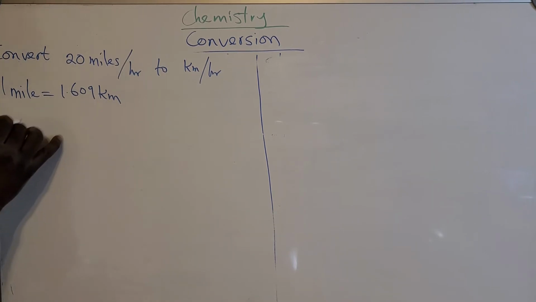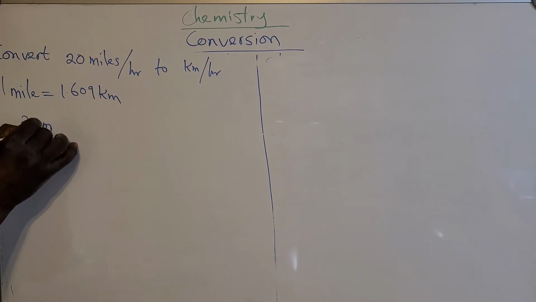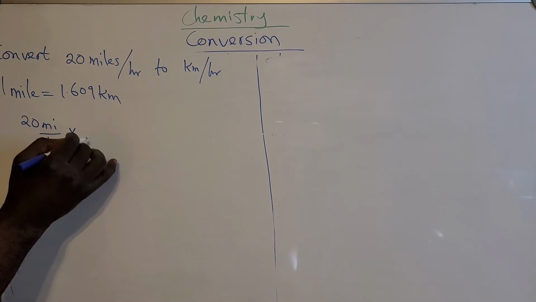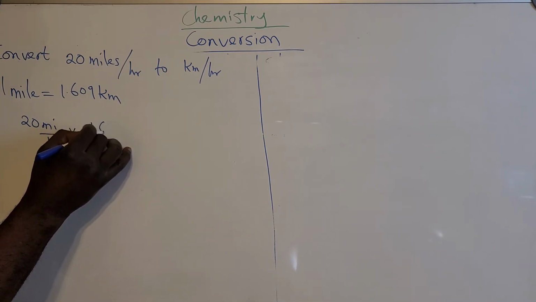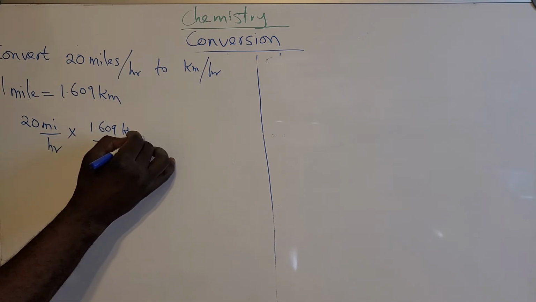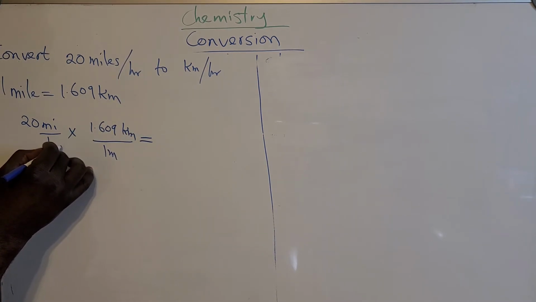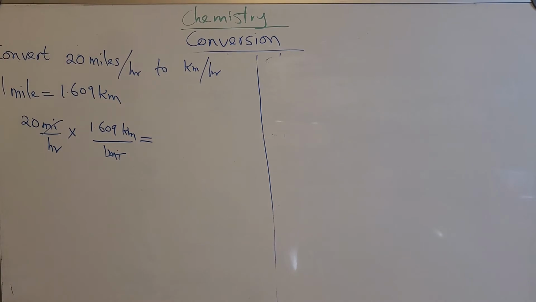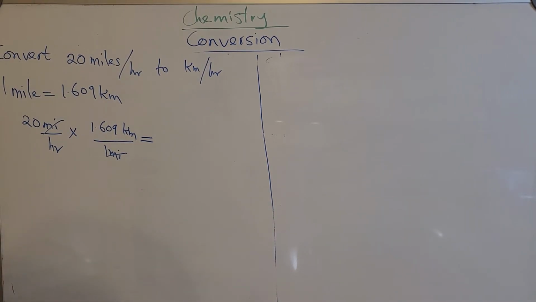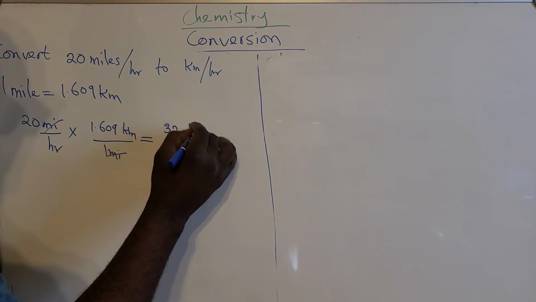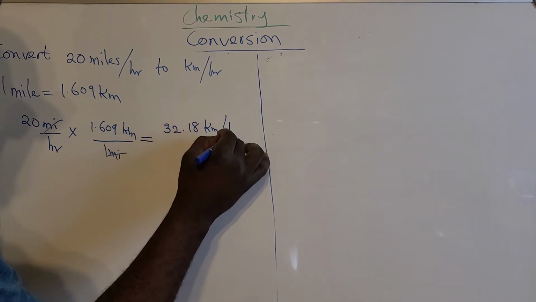So let's convert this 20 miles per hour, times, we need to eliminate the miles, so your miles is going to be at the bottom. So we're going to have 1.609 kilometers divided by 1 mile. Okay, so your hour is going to remain, but your mile is going to cancel out. So when you multiply 20 times 1.609, you should get 32.18. So you're going to get 32.18 kilometers per hour.